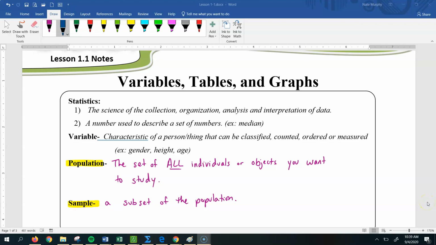All right, so in this video we're going to be looking at Lesson 1.1. Now Lesson 1.1 is just going to cover some basics of statistics. We're going to be looking at some different types of tables and graphs, but to start out with we're going to learn about some different terms and different variables here.